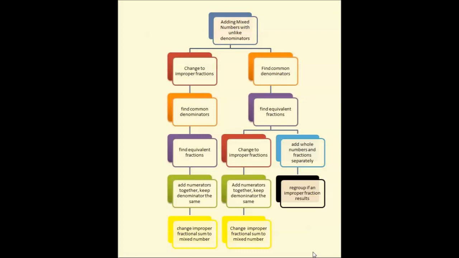The question to be answered is: is adding mixed numbers with unlike denominators a well-structured problem or a complex problem? I tend to go towards a complex problem because, as you can see, there are three paths available here. I'm not saying that these are the only paths, but these are the most common paths that students in my class take when solving these problems.